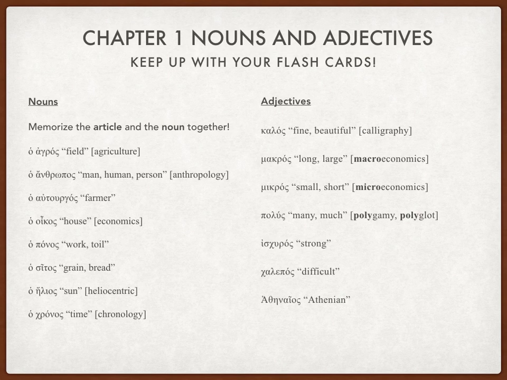Next, iskouros, one of my favorite adjectives in ancient Greek. Iskouros. Remember, that's a chi, ch sound. Iskouros. Strong. Next, kalepos. Kalepos means difficult. And finally, at the very bottom, all important for this particular book, Athenaze. Don't forget that diphthong, aios at the end. Athenaze means Athenian. You can hear it in the word Athenaze.